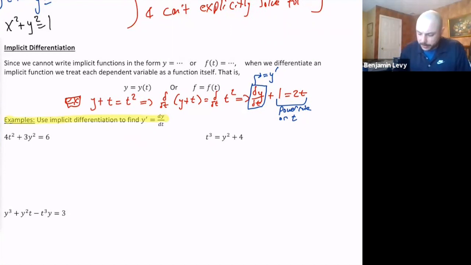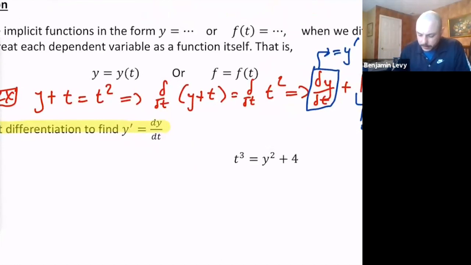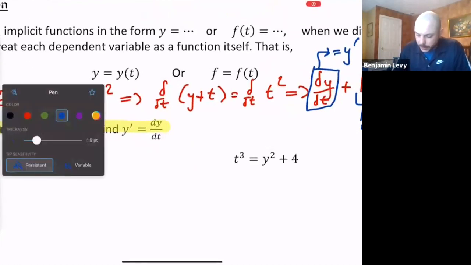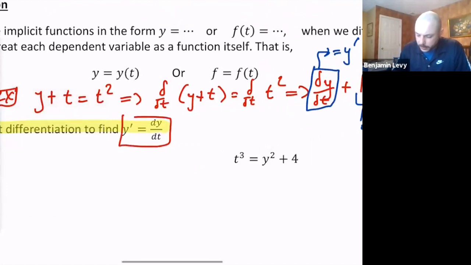But the way you want to think about this is now a notation thing. Let's be clear about this. dy dt, this is the derivative with respect to t of y.